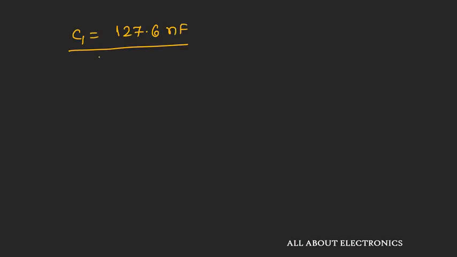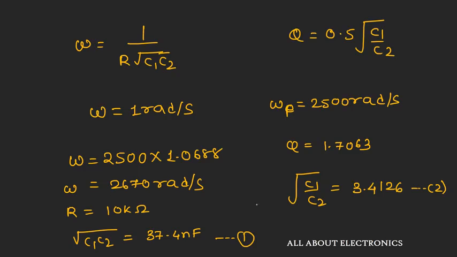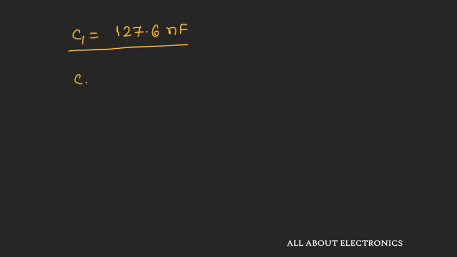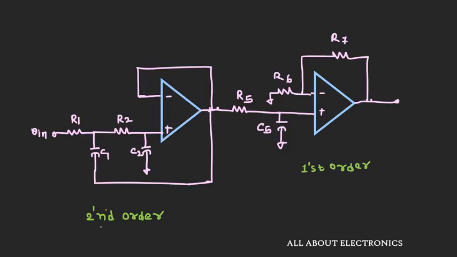And if we put this value of C1 in either of these equations, then we will get the value of C2 as approximately equal to 11 nanofarad. And we have already assumed the value of R1 and R2 as 10 kilo ohm. So in this way, we have found the value of C1, C2 and R1, R2. So in this way, we have designed the first section of this filter.